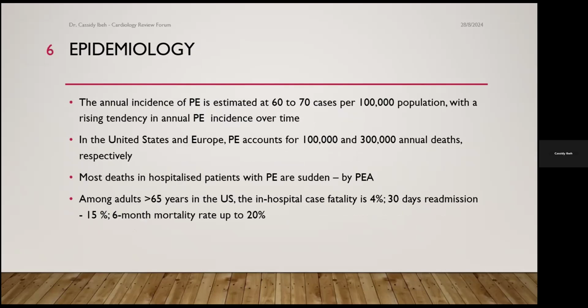The annual incidence of pulmonary embolism is estimated at 60 to 70 cases per 100,000 population, with a rising incidence over time. In the United States and Europe, it accounts for 100,000 and 20,000 annual deaths respectively. Most deaths from these conditions are sudden, mostly caused by pulseless electrical activity. Among adults greater than 65 years in the United States, the in-hospital case mortality is about 4%, with a 30-day readmission at 15%, and 6-month mortality rate of up to 20%.